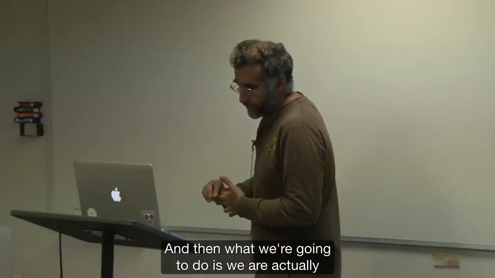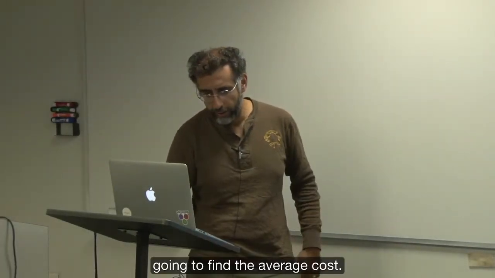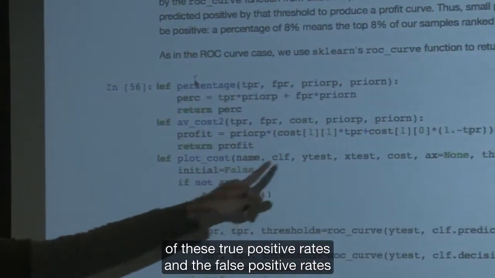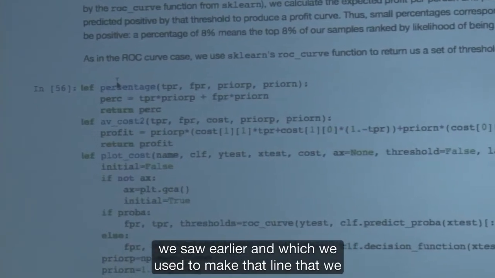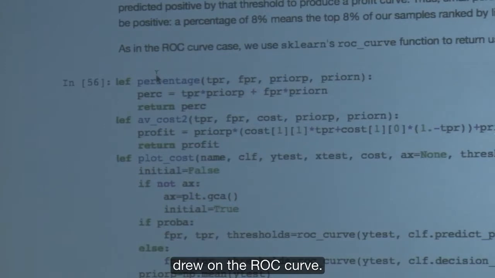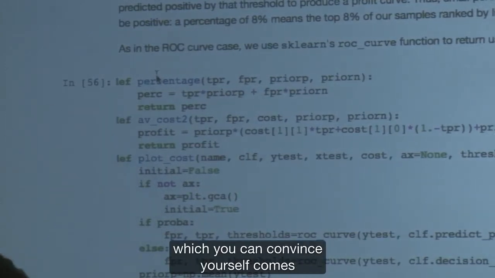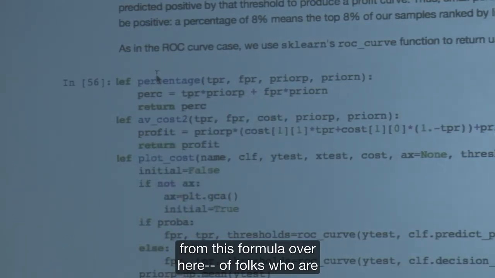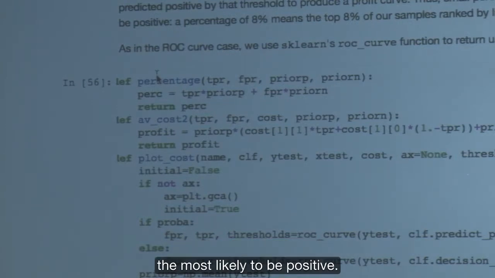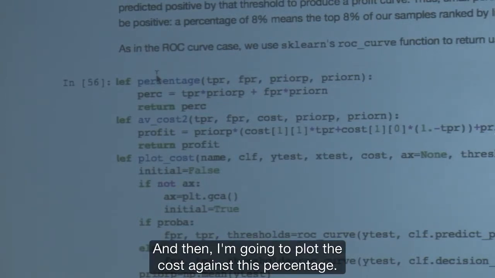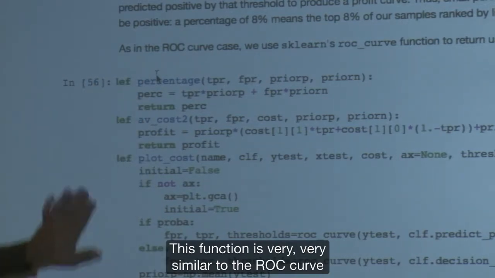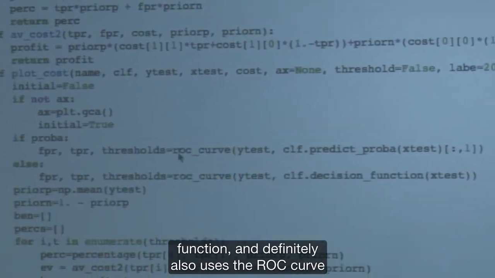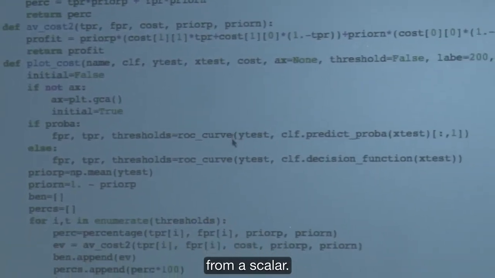And then what we're going to do is find the average cost. So here I've defined this average cost 2 function, which writes this cost in terms of the true positive rates and false positive rates we saw earlier, and which we used to make that line that we drew on the ROC curve. And here I calculate the percentage, which you can convince yourself comes from this formula over here, of folks who are the most likely to be positive. And then I'm going to plot the cost against this percentage. This function is very similar to the ROC curve function, and definitely also uses the ROC curve from sklearn. Okay, so let's do this.